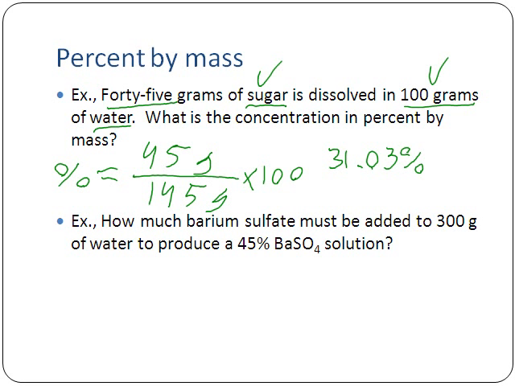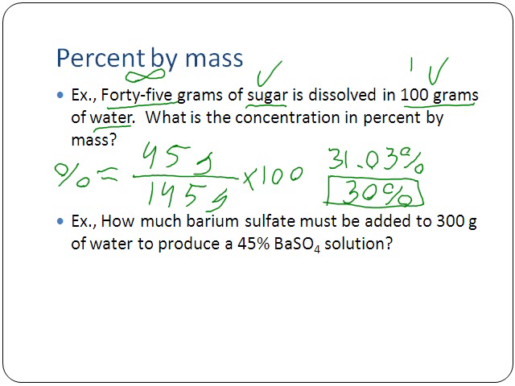Significant figure-wise, 45 grams, that's spelled out, so it's infinite significant figures. 100 grams of water, that's only 1 sig fig, and so we'll round this to 1 significant figure. And so our answer is that this is a 30% sugar solution. And that's how you work that out.